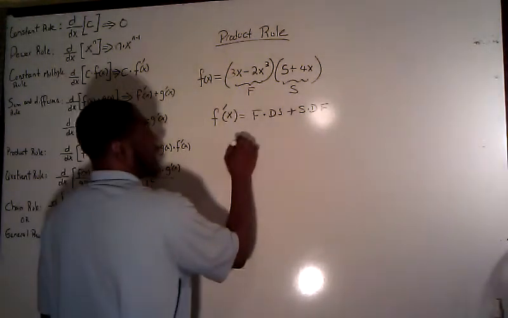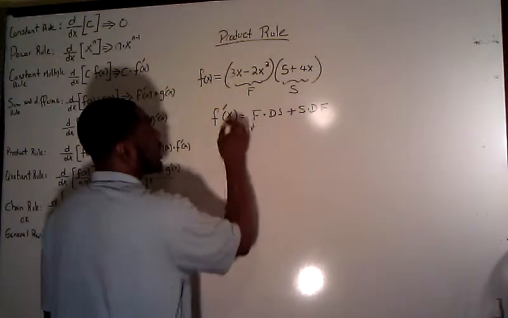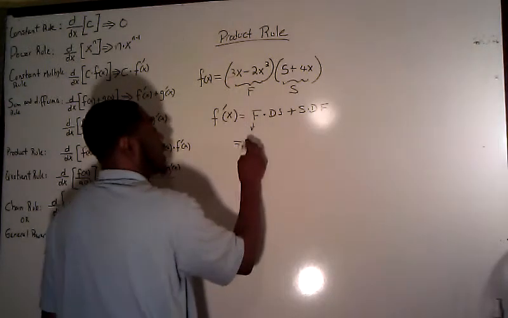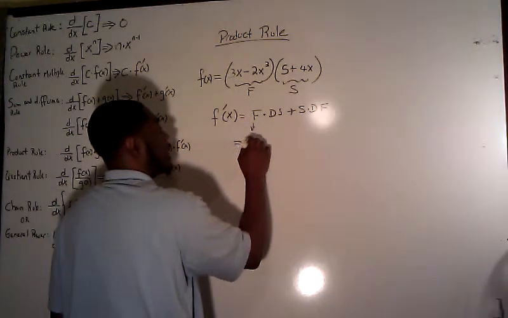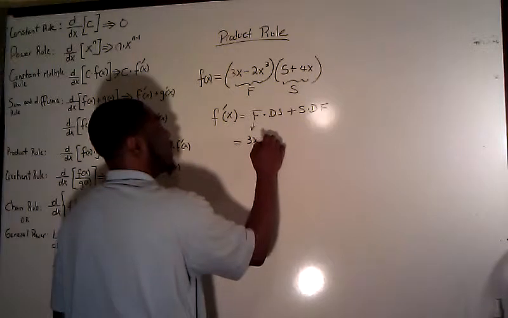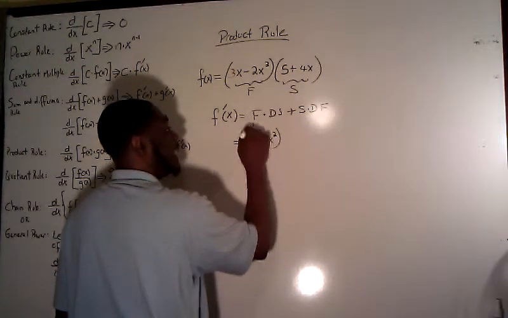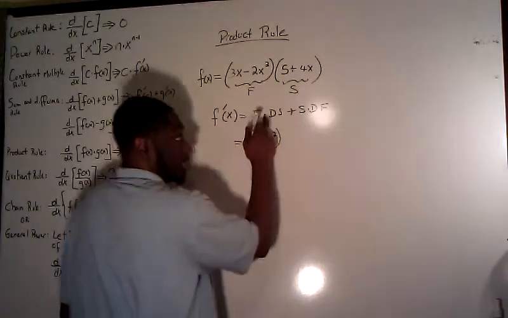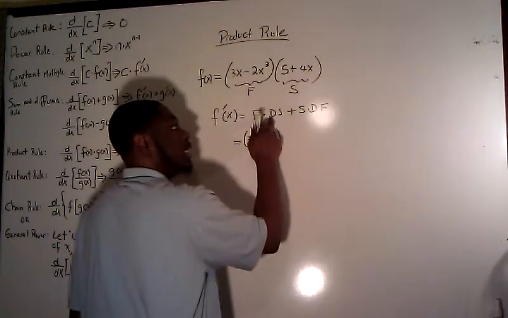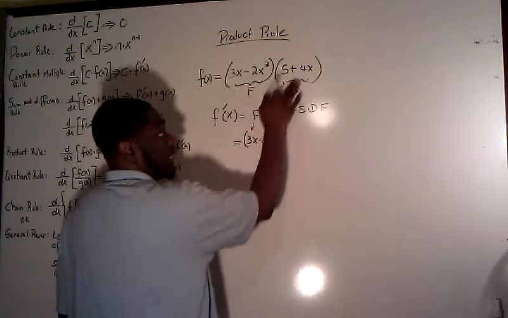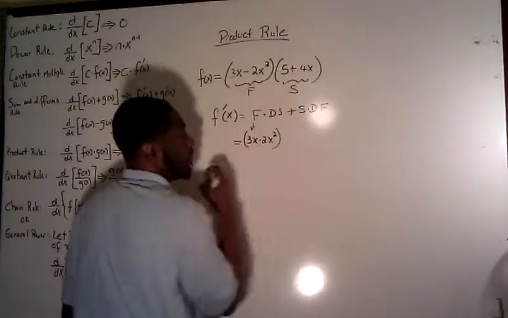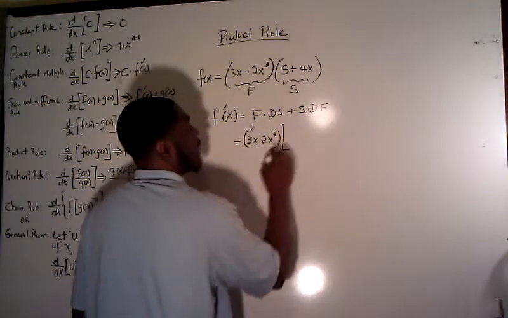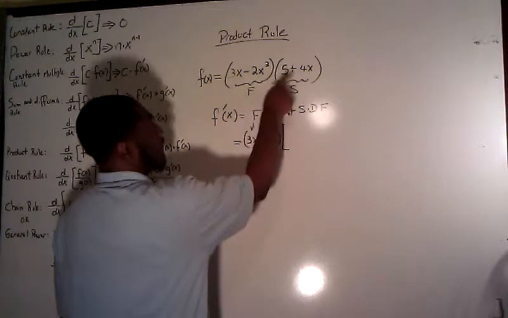Okay, well, let's go ahead and identify each part. Now, the first is just the first function. So this would be what? 3x minus 2x squared. We're just writing it down. We're not taking the derivative with this part of it. This part means we're taking the derivative of the second. So we identify what's the second and we take the derivative of that. So let's go ahead and say, okay, this is my second function here.